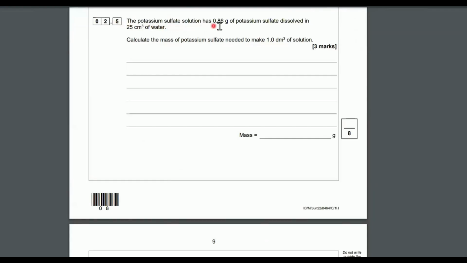2.5. The potassium sulfate solution has 0.86 grams of potassium sulfate dissolved in 25 centimeter cubed of water. Calculate the mass of potassium sulfate needed to make 1 decimeter cubed of solution. This is one of the most important 3 marks you will get in your C1 paper.